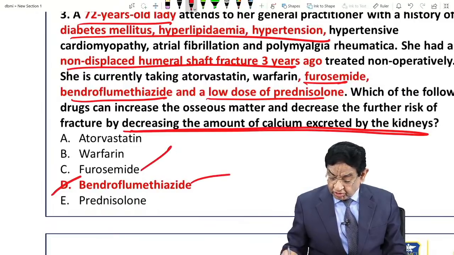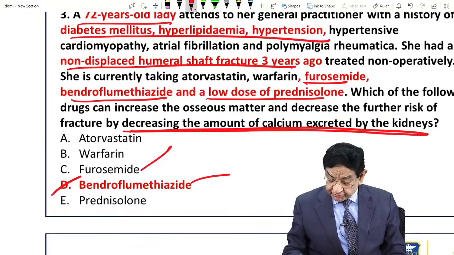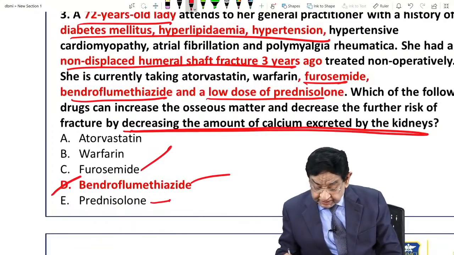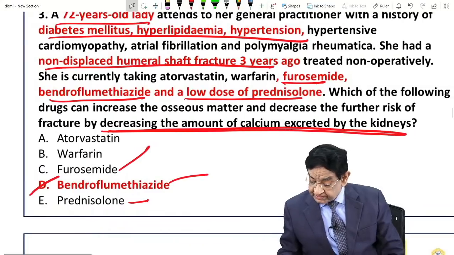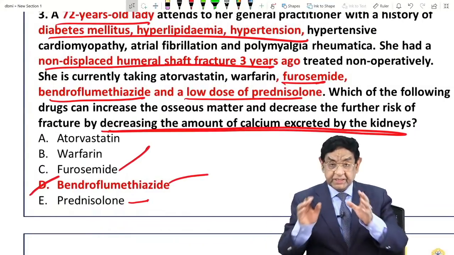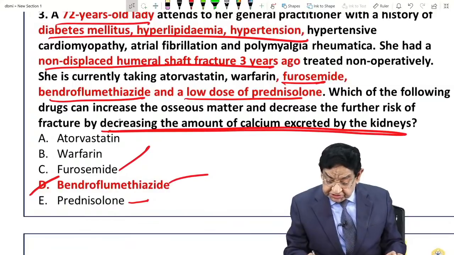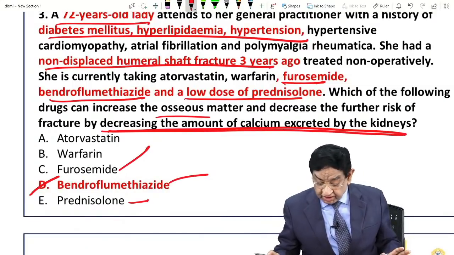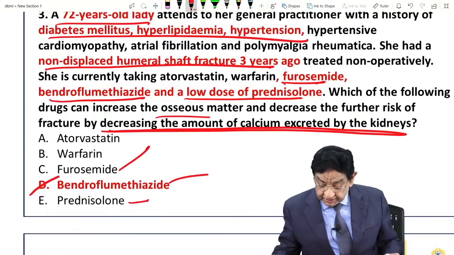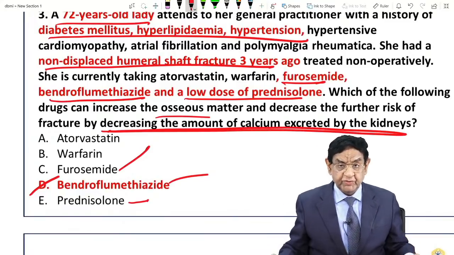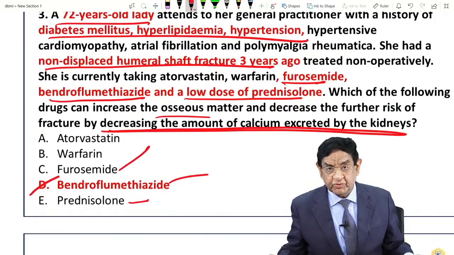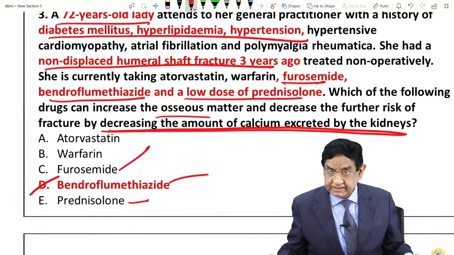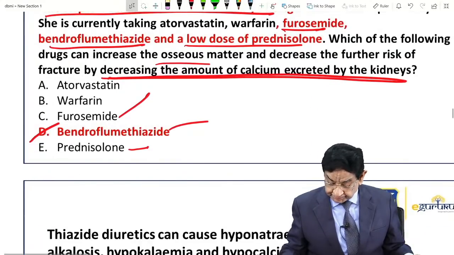Furosemide causes calcium loss, so it will lead to increased calcium loss. Prednisolone can also lead to increased calcium loss, but it is also going to cause osseous matter loss. So if we want to save the calcium and save the bone, then thiazide is the one thing.